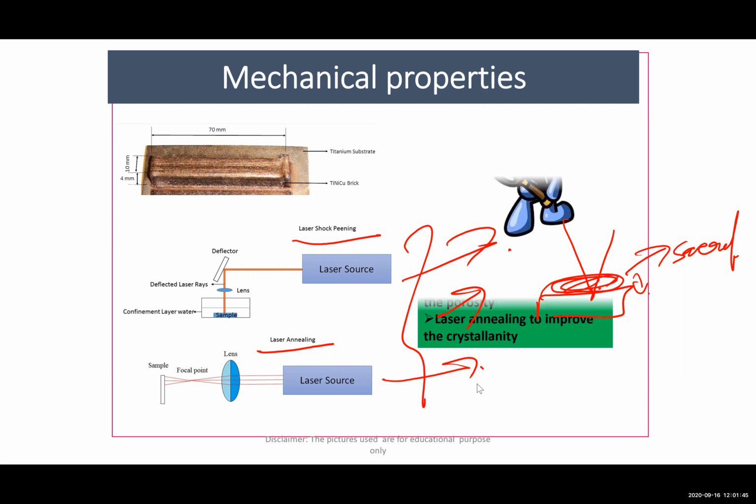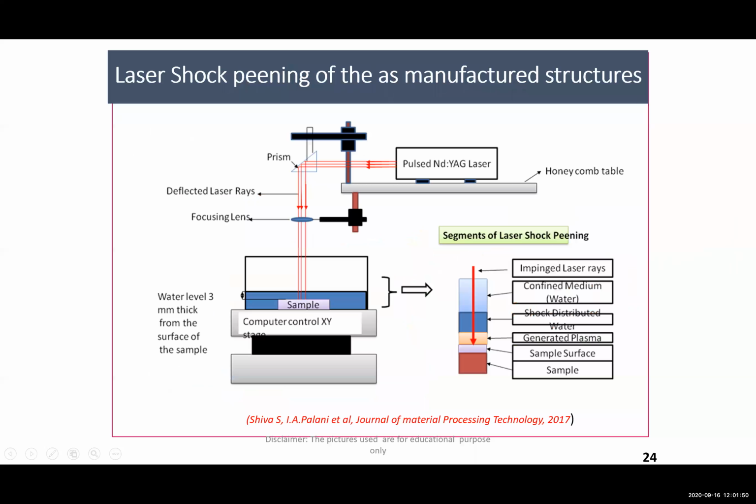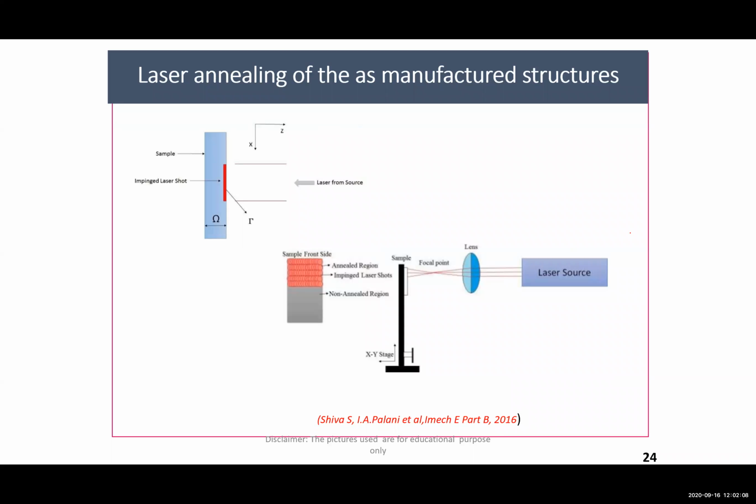So this is the overall experimental setup for our laser shock peening process. We used a pulse laser, and this is how we made it. We had a confined medium and a water layer being distributed, which was generating plasma. Through this plasma, we were trying to impinge the laser on the surface to get a compressive residual stress. This is how we were trying to manufacture our structure.